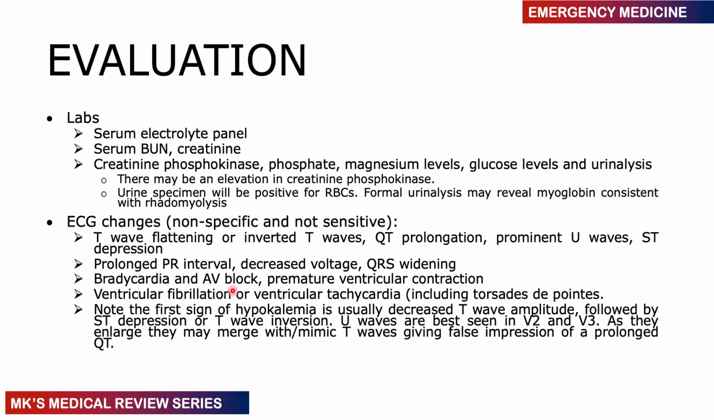Like I said, the first sign that you may often see is a decrease in the T wave amplitude. This is followed by ST segment depression, sometimes even T wave inversion. You see the U waves, which are best seen in leads V2 and V3. And then when they enlarge, of course, they may look like T waves, and this may actually give you a false impression that there is a prolonged QT interval.